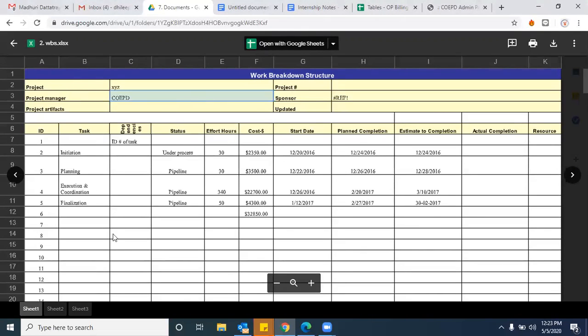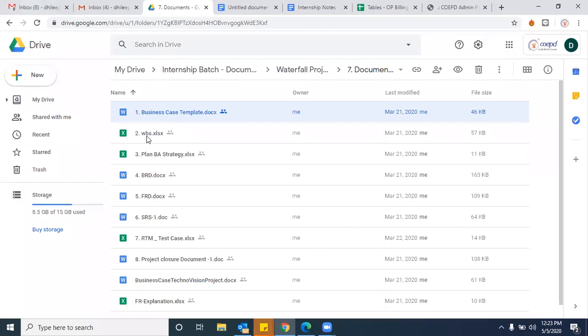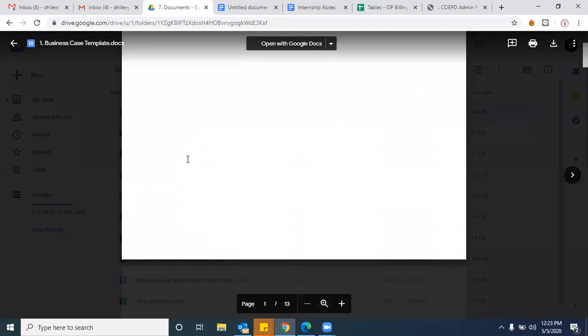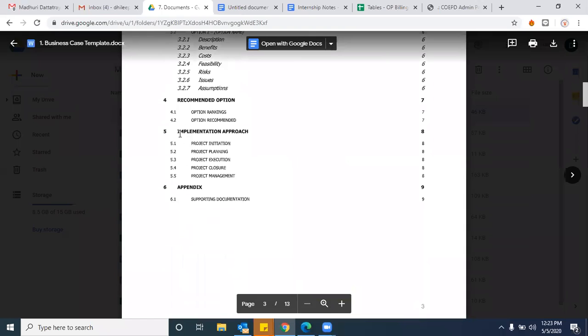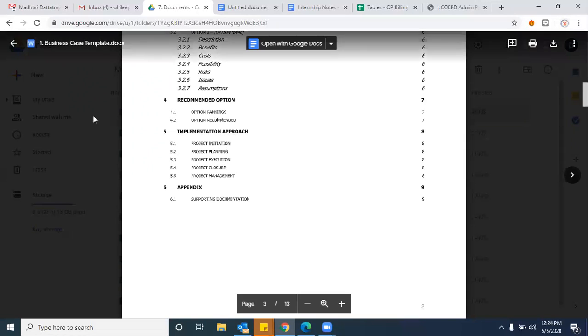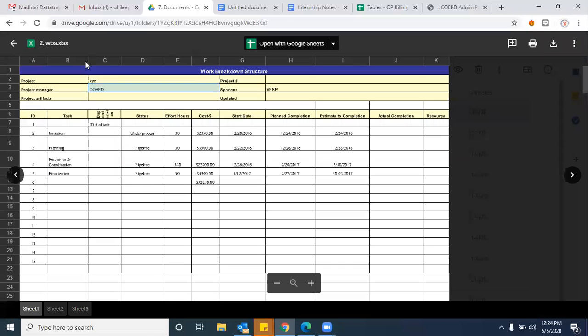Yeah, this work breakdown structure, I opened this document, the second document, work breakdown structure. This should talk about these particular phases. Already we discussed a couple of phases in the implementation approach, like how the project can be initiated, how the project planning will be done, how the project execution will be done, and how the project closure will be done, right? So for each and every phase, what sort of cost it is incurring, and who are the resources participating in that particular phase, what is the actual completion date, what is the planned completion date. Those things we need to mention and maintain in this work breakdown structure. That's it. Am I clear?